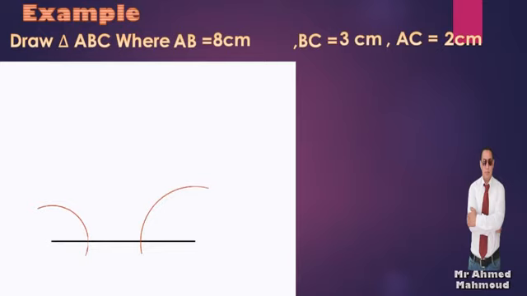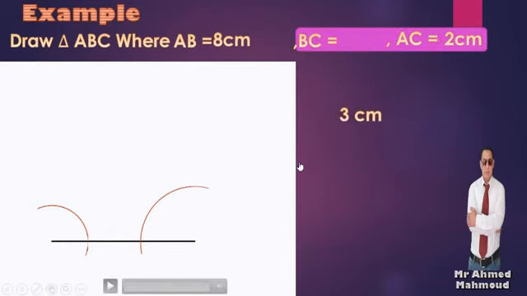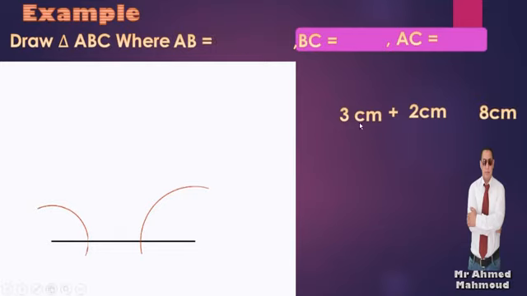Now I need to explain why I can't draw this triangle. By looking at the lengths of the two smaller sides, 3 and 2, 3 plus 2 equals 5. I need to compare the lengths of the two smaller sides with the greater side. The two smaller sides, 3 plus 2 equals 5, and 5 here is smaller than 8. Because the sum of the two smaller sides is smaller than the third, we can't draw the triangle in this case. Let's study another case.